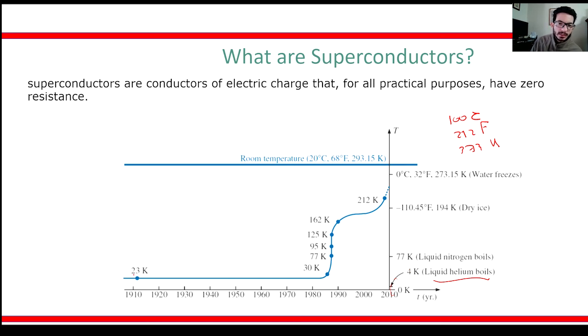But basically, superconductors are conductors that have electric charges that have zero resistance. So you know how copper we said is an excellent conductor, but still has a resistance in the order of 10 to the negative 6 ohms per centimeter, whereas superconductors have virtually zero resistance. Okay, and that also, of course, is a function of temperature.